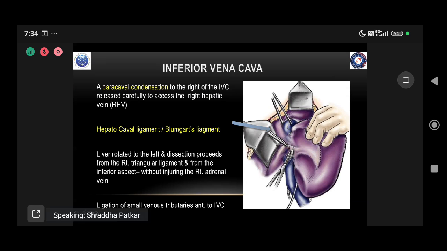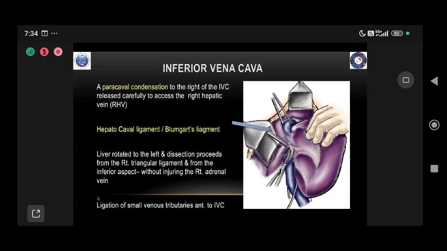IVC is, we can say, the Achilles heel of all liver resection. What troubles most during a transection is notorious bleeding from the cava. And there are certain areas which are infamous for troubling the surgeon. There is this paracaval condensation just to the right of the IVC before the right hepatic vein inserts. That is called the hepatocaval or the Blumgart or the Makuuchi's ligament, variously known. Suffice to say that it is sometimes just a thin structure you can easily tackle with an energy device. Sometimes it has blood vessels which, if you're not aware of, you will just cut.